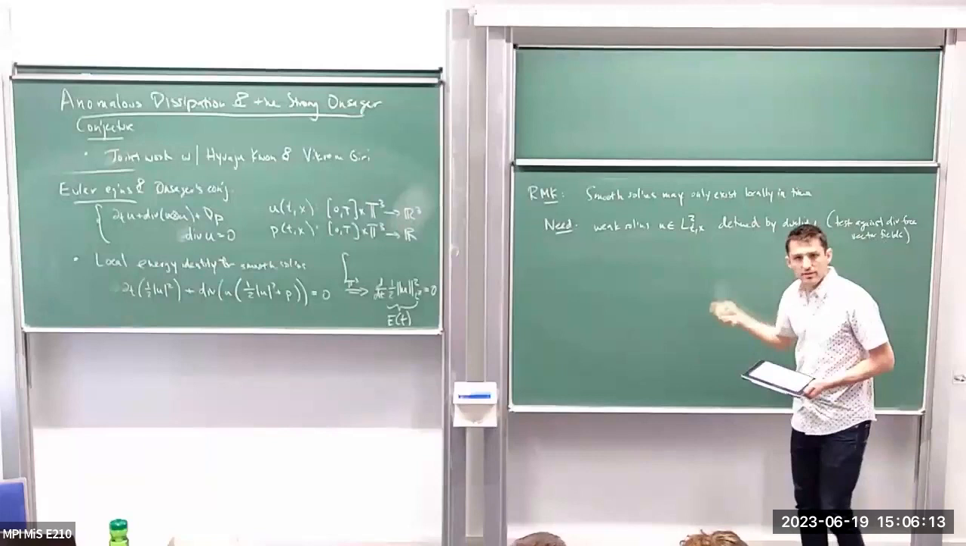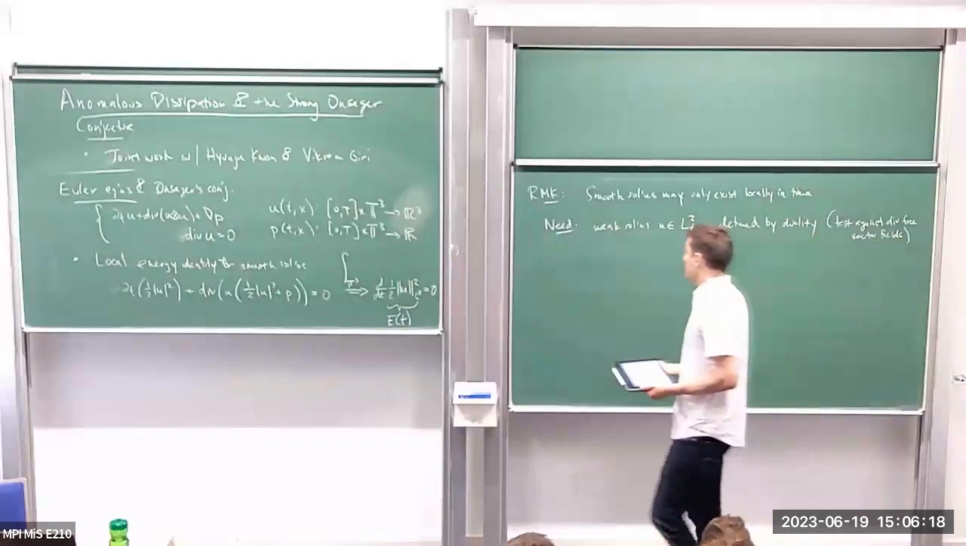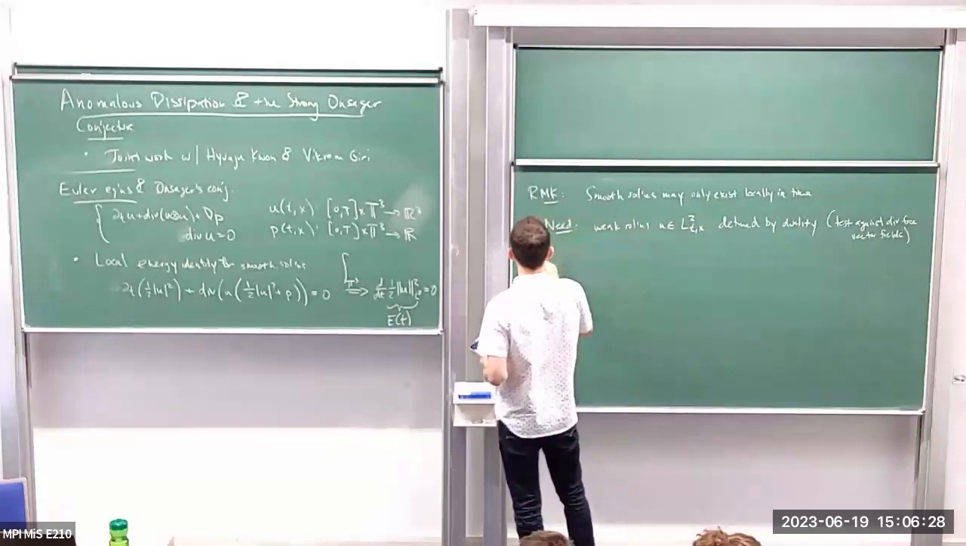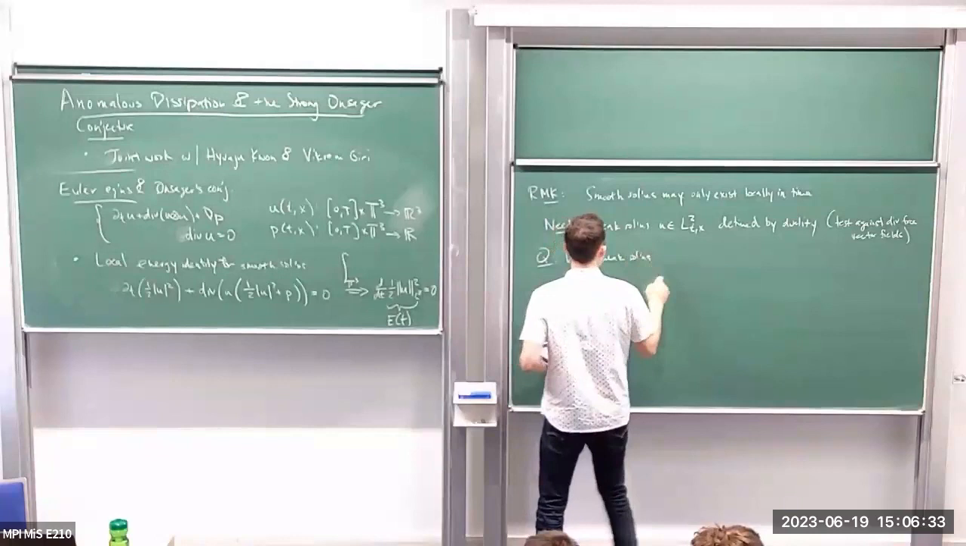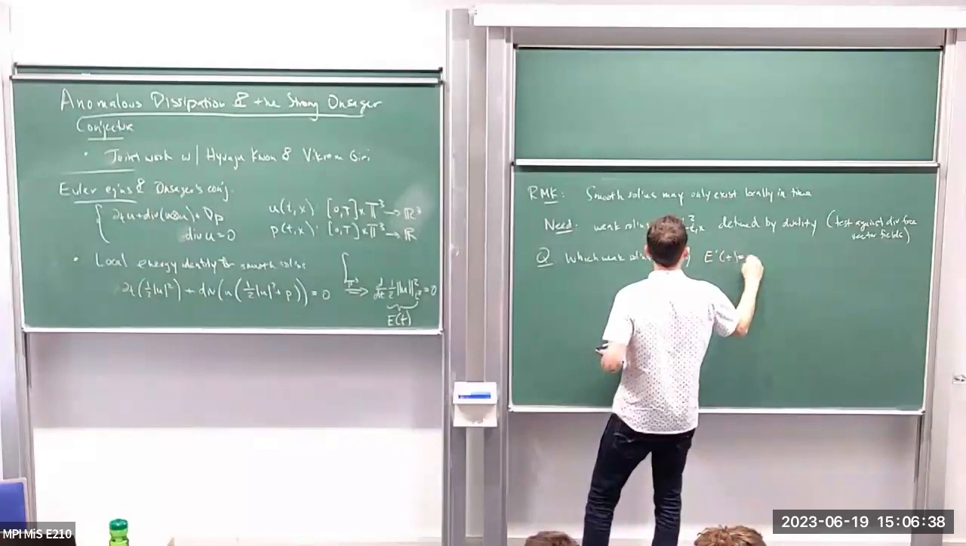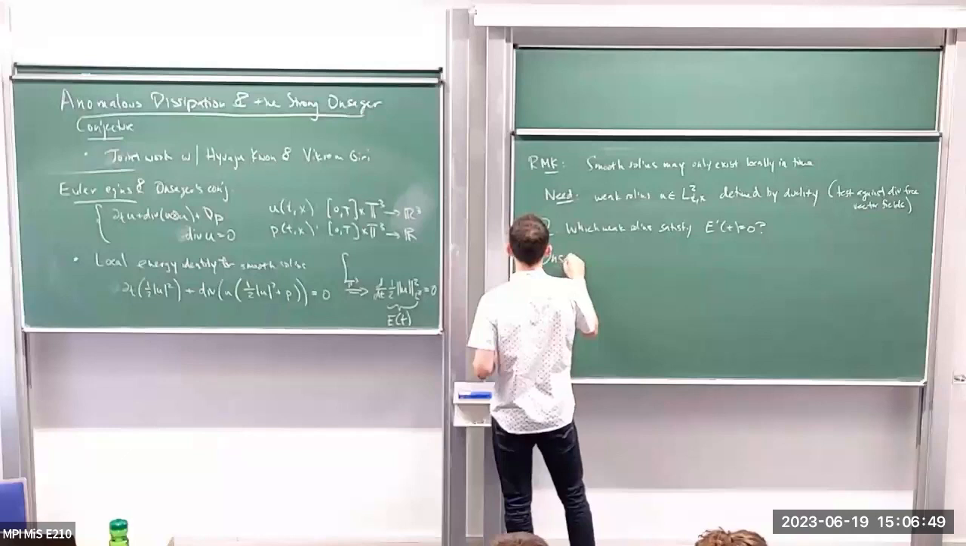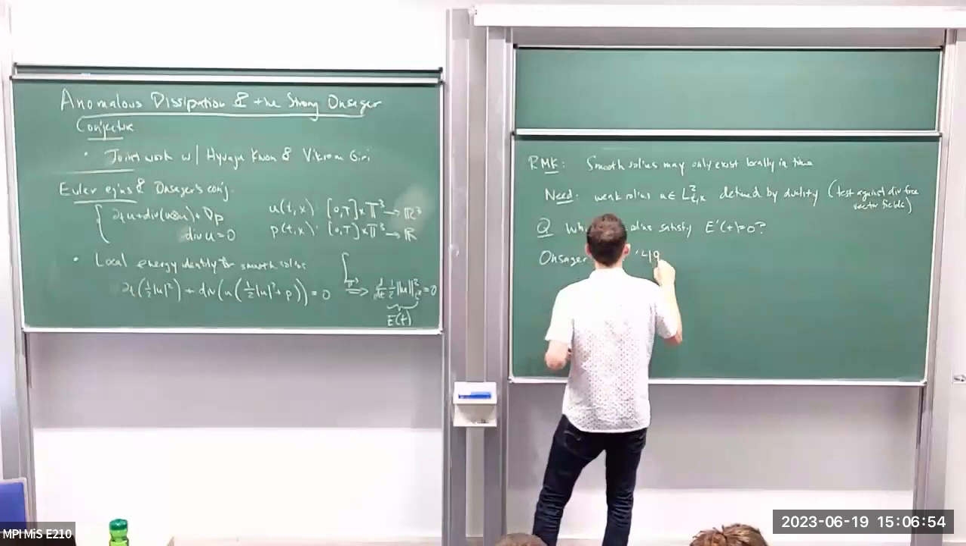And if I'm stuck with weak solutions in general, the question then is which weak solutions are going to satisfy this equality? So the question: which weak solutions satisfy E prime of t equals zero? And this is the subject of Onsager's conjecture.